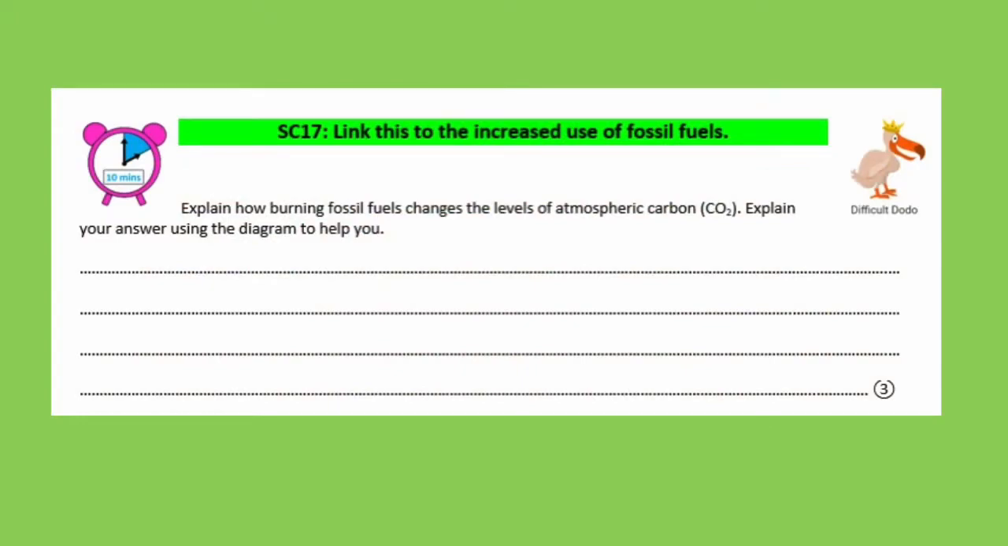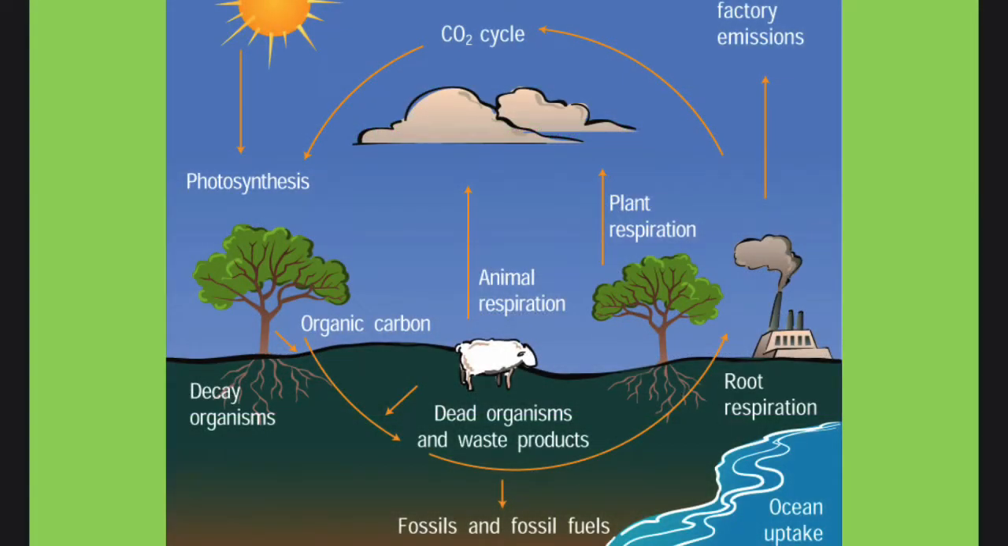So moving on to SC17, which is to link the carbon cycle with the increased use of fossil fuels. So we're going to be explaining how burning fossil fuels has changed the levels of atmospheric CO2. So that means carbon dioxide in the atmosphere. Really difficult question, so I'm going to talk you through the answer. So what I'd like you to do is just listen carefully while I go through the answer and then try and write it out in your own words. I will then go through a perfect answer afterwards, so don't panic if you're struggling.